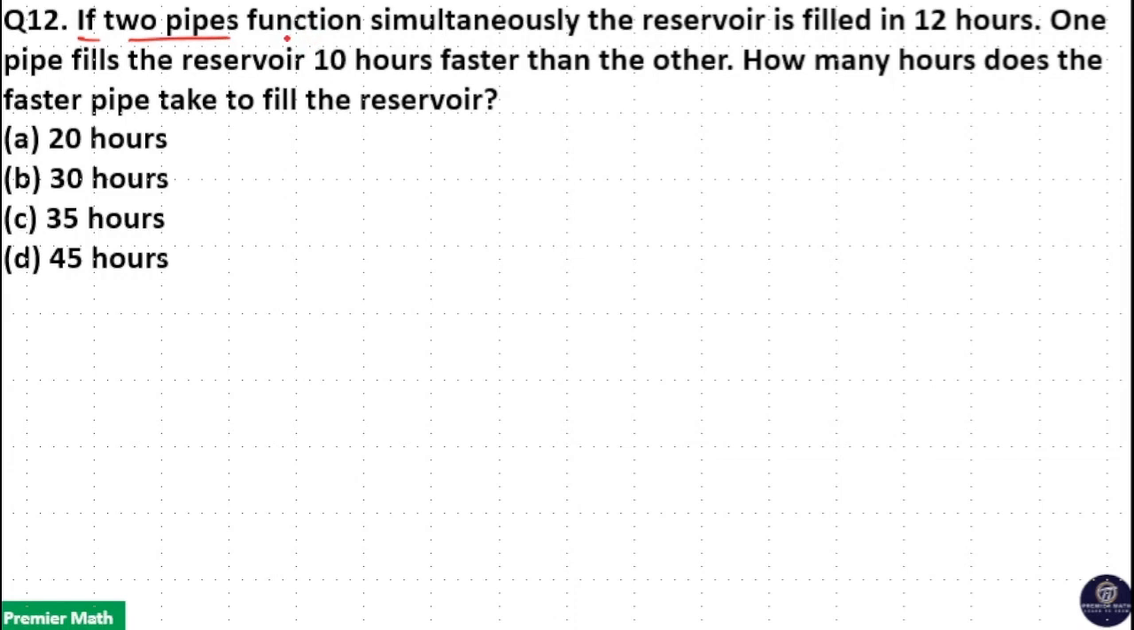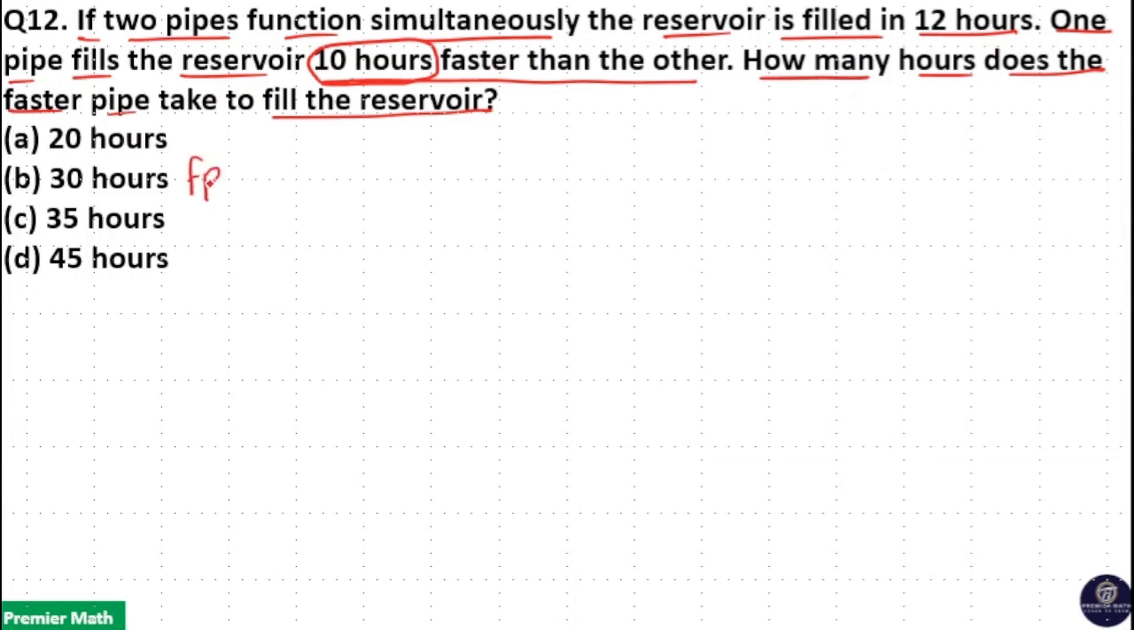If two pipes function simultaneously, the reservoir is filled in 12 hours. One pipe fills the reservoir 10 hours faster than the other. How many hours does the faster pipe take to fill the reservoir? Here, the time difference between both these pipes to fill the reservoir is 10 hours. That means if the faster pipe takes X hours to fill the reservoir, then the slower pipe must take X plus 10 hours to fill the reservoir. Time difference here is 10. That is, the slower pipe takes 10 hours more than the time taken by the faster pipe.